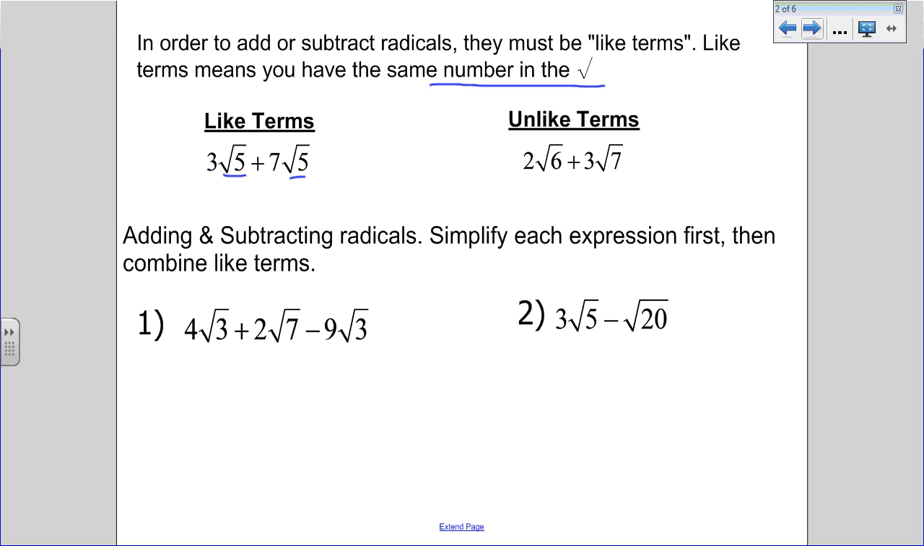So if I handed you 3 square roots of 5 and then another 7 square roots of 5, guess how much you have? A lot. You have 10 square root of 5. Where are we getting the 10 from? Adding 3 and 7, ladies and gentlemen. It's just like adding coefficients. If I gave you 3x plus 7x, you would simply call it 10x. We're going to call this 10 square roots of 5.